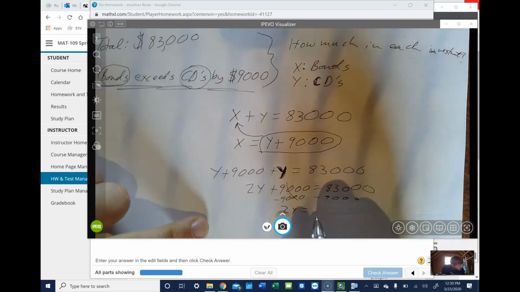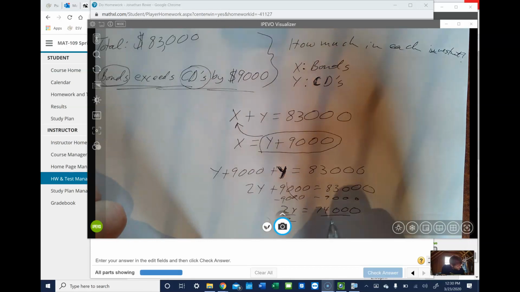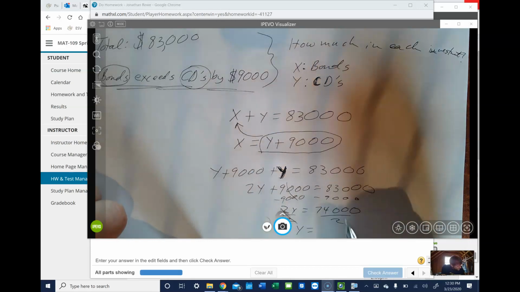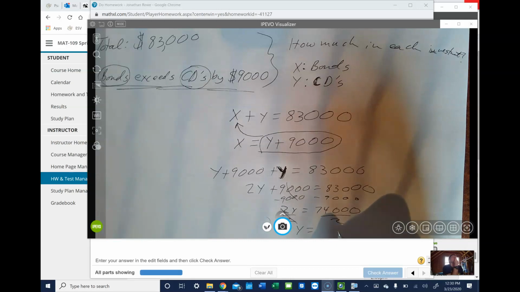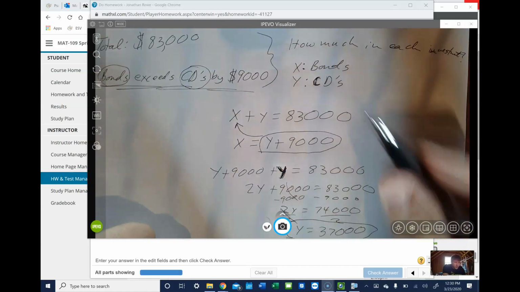What's that going to be? That's going to be 74,000. Then divide by 2. And Y equals 37,000. So here's Y. I've got my answer for Y. I know how much was in CDs.